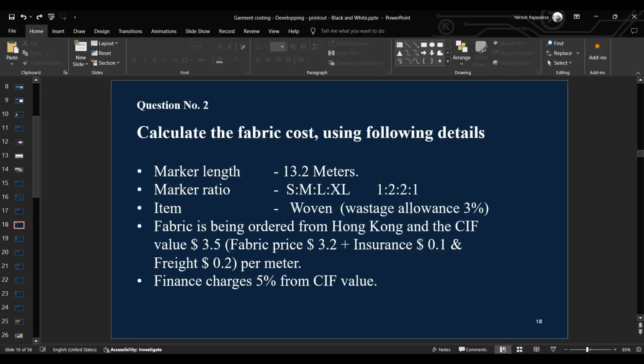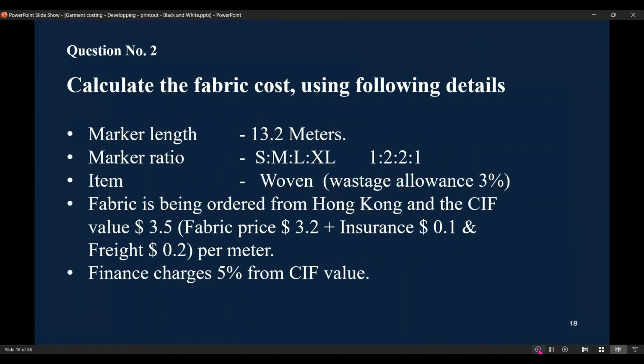Okay, we'll see another one. Question number 2. Calculate the fabric cost using the following details. Marker length 13.2 meters. Marker ratio small, medium, large, extra large 1 to 2 per marker. That means 6 pieces are there. Wastage is 3%. Fabric is being ordered from Hong Kong, and the CIF value is $3.5. Fabric price is 3.2. Insurance rate $0.1 and freight $0.2 per meter. Finance charges 5% from the CIF value.